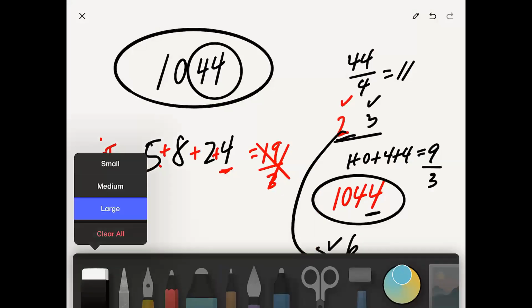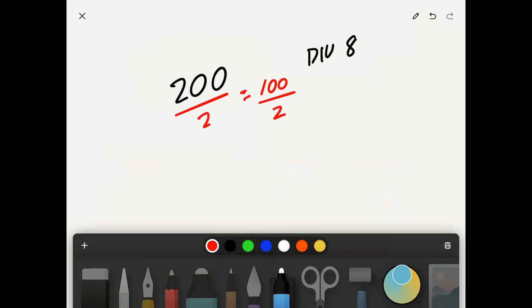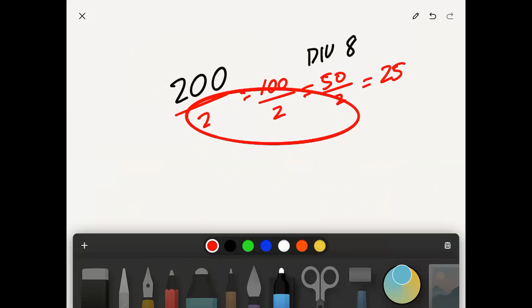All right, so 200, is that divisible by 8? All right, so they said if the last 3 digits are divisible by 8, then it is. But here's what I would say. If you can divide this in half, so that's 100. So that's an even number, that's an integer. And if you can divide 100, that's 50. And then if you can divide 50, that's 25. So if you can divide it 3 times and get an integer, then the number is divisible by 8. That's how I do it.